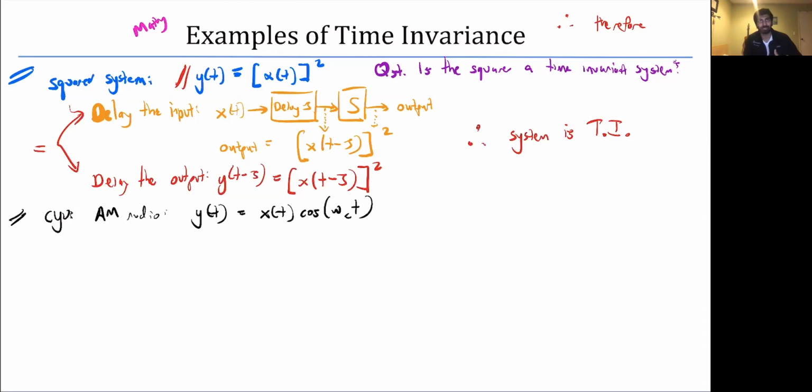So now the question to check your understanding is, is AM radio time invariant? So why don't you go ahead and give it a try and see if you can calculate if AM radio is indeed time invariant. Feel free to pause the video and rejoin us in a moment.